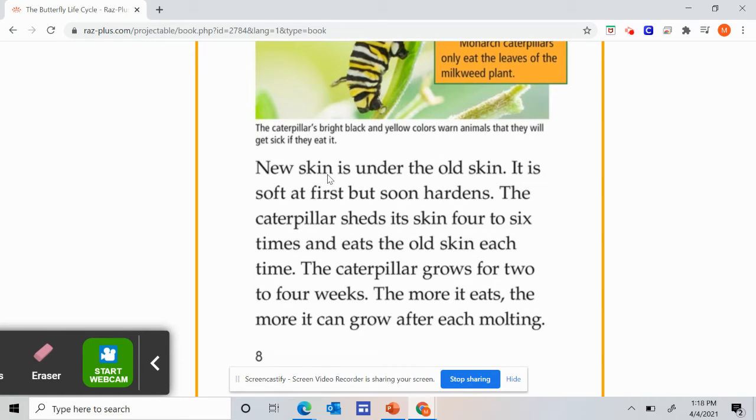It says, new skin is under the old skin. It is soft at first, but soon hardens. The caterpillar sheds its skin 4 to 6 times and eats the old skin each time. The caterpillar grows for 2 to 4 weeks. The more it eats, the more it can grow after each molting.